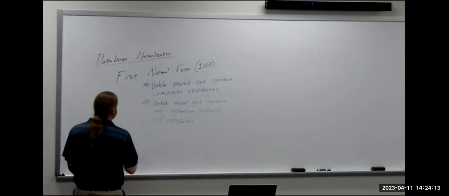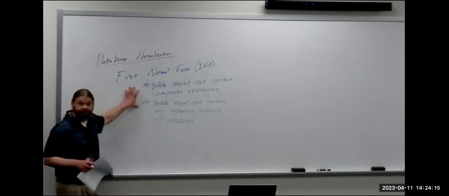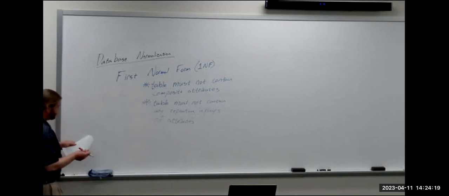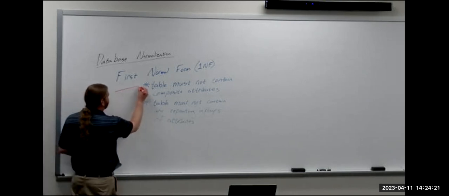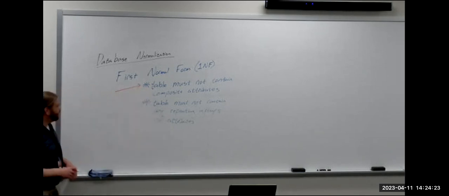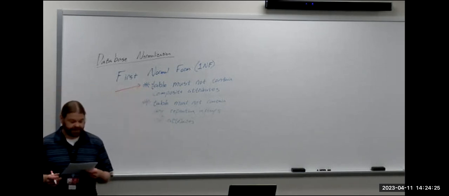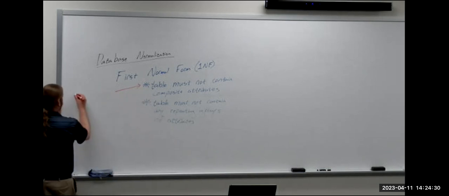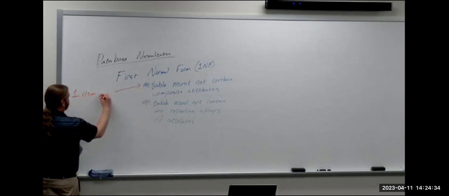It was always written as one rule, but it's really 2 rules. Let me break those down. So that's a mouthful. Table must not contain composite attributes. What does that mean? That means one item per column.